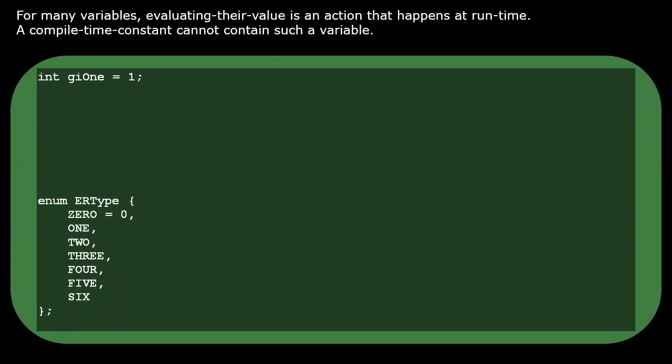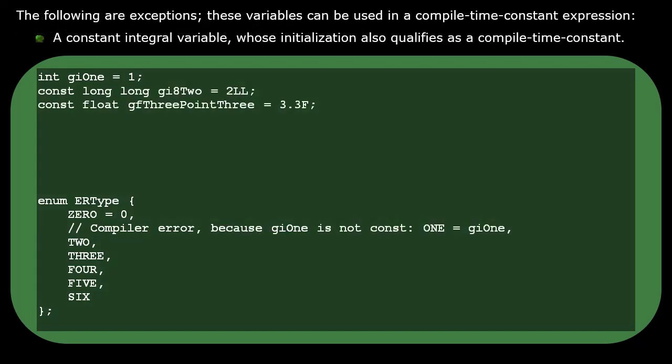For many variables, evaluating their value is an action that happens at runtime, and so a compile time constant cannot contain such a variable in that expression. But there are some exceptions. For one, if a variable is a constant integer and it is initialized, and its initialization value is a compile time constant, then that variable also qualifies as a compile time constant, and it could be used in these compile time constant expressions.